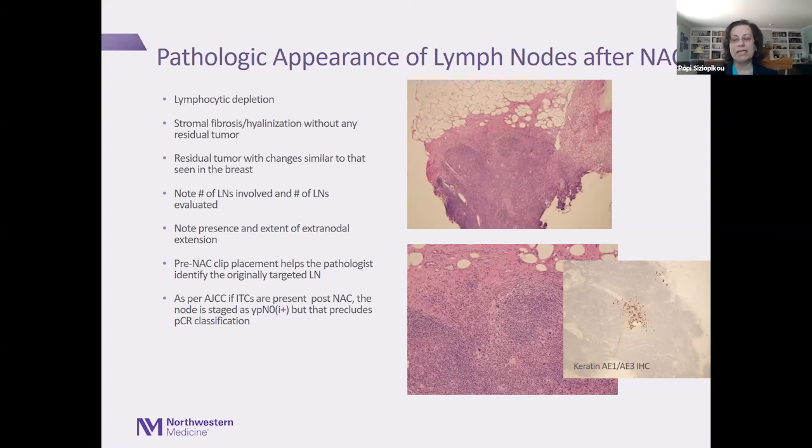As per the AJCC 8th edition, if ITCs are present post-neoadjuvant chemotherapy, the node is staged as ypN0(i+), but that precludes the pCR classification. In contrast to the AJCC, the WHO recommends classifying nodes with ITCs post-neoadjuvant chemotherapy as positive without any further characterization.